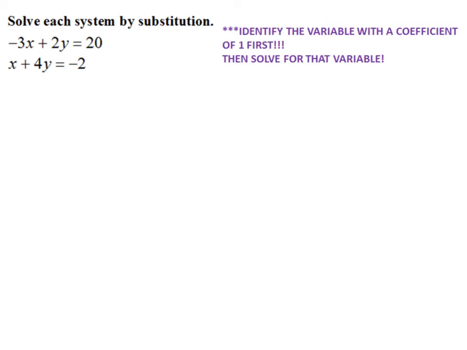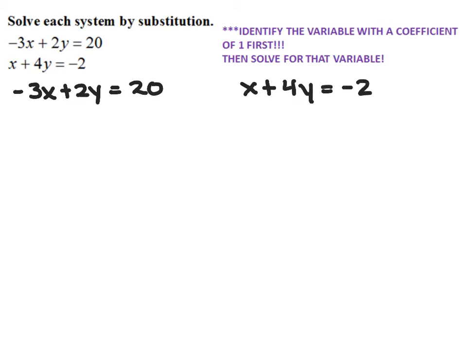In this example, our two equations are negative 3x plus 2y equals 20 and x plus 4y equals negative 2. Now, since the variable isn't already by itself, you first need to identify the variable with a coefficient of 1 and solve for that variable. So in this case, our x in the second equation has a coefficient of 1. So I want to solve to get it by itself.